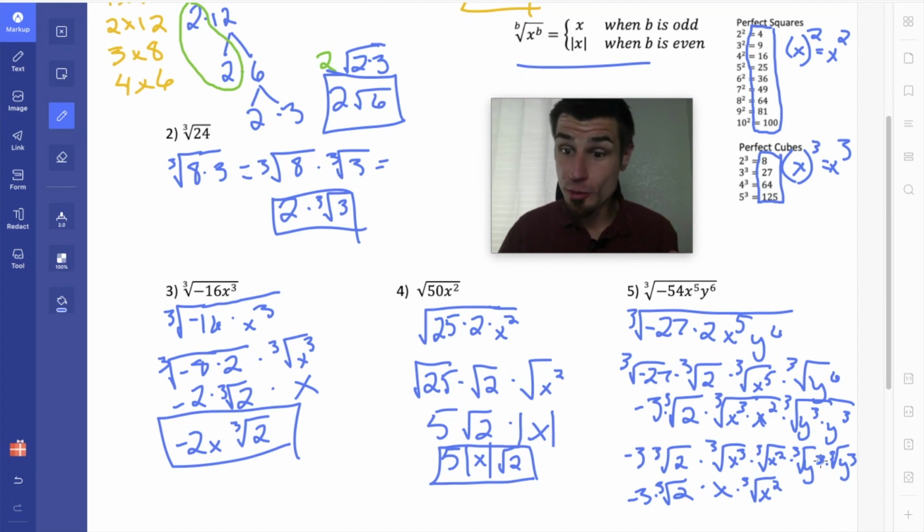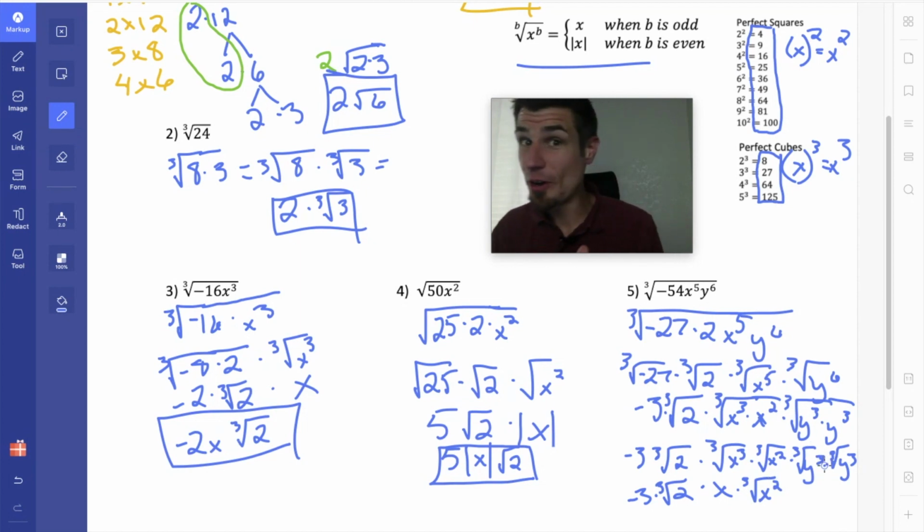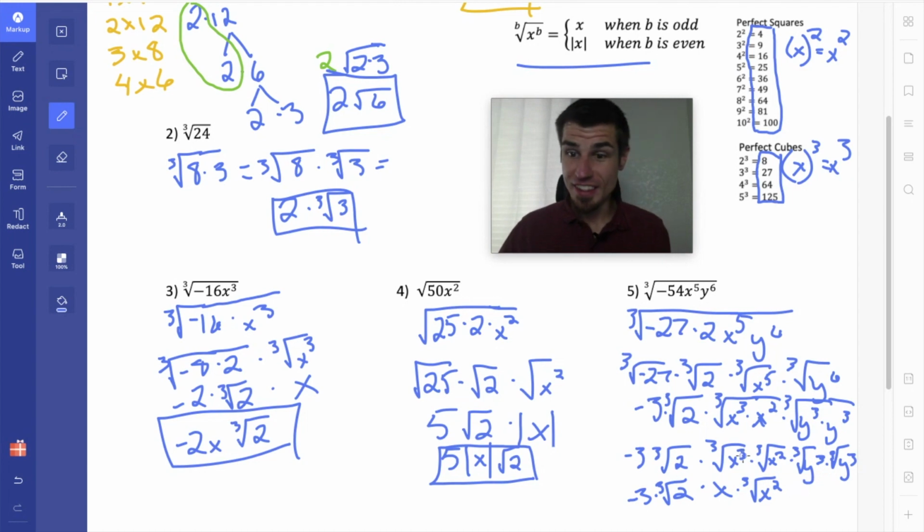But we know the cubed root of y cubed. And we know the cubed root of y cubed, right? The same thing as this giving us just x. These two factors are going to simplify and just give us y. But there's two of them. We know what y times y is. Y times y is y squared.